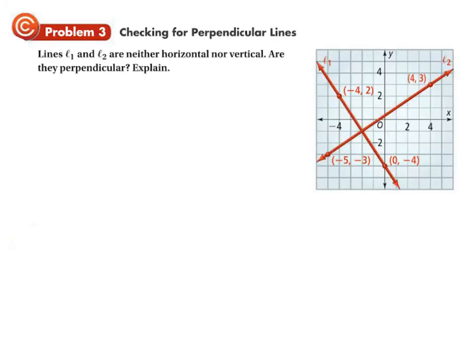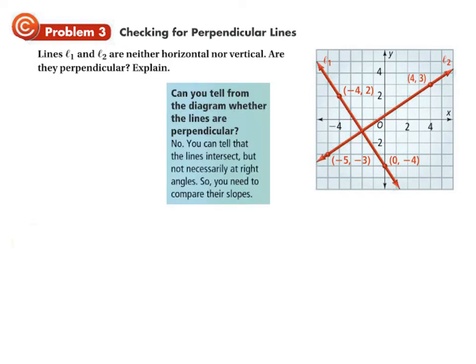In this problem, they're starting by telling us that there are two lines here, L1 and L2, and they're not horizontal or vertical, right? They're not going straight up and down, straight across. Are they perpendicular? And explain. Well, first thing is, do they look like they are? And they actually do look like they are to me because remember, you're forming 90-degree angles. But can you tell just by looking whether they're perpendicular?